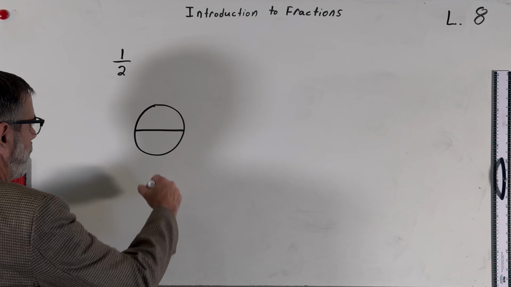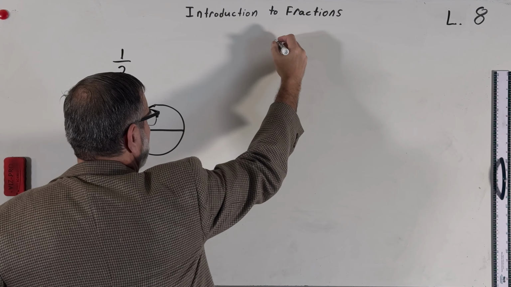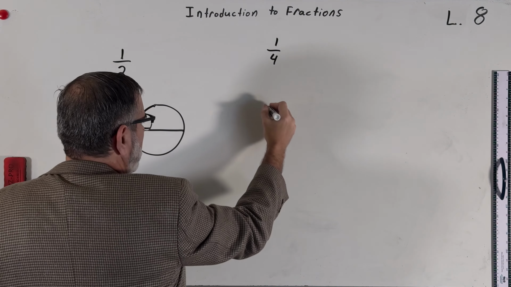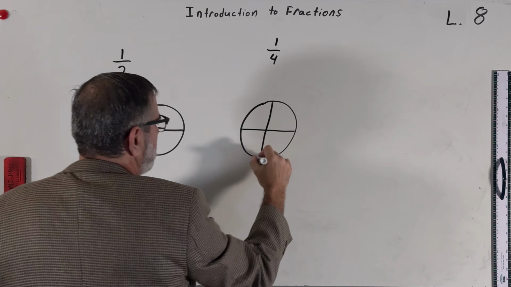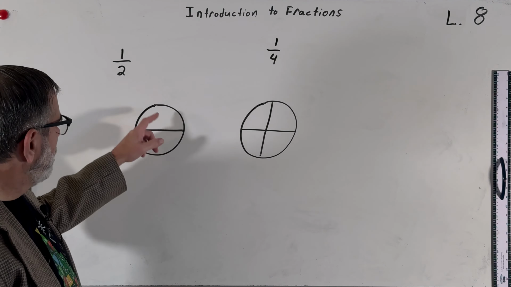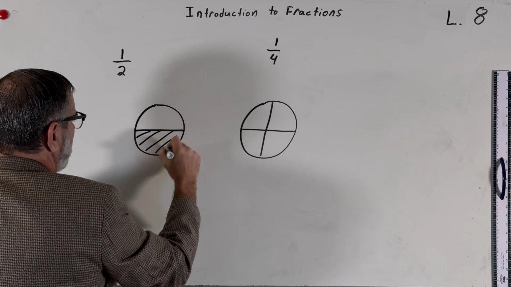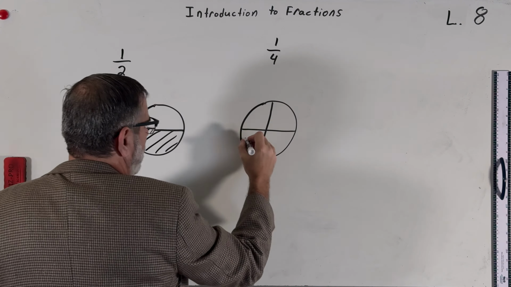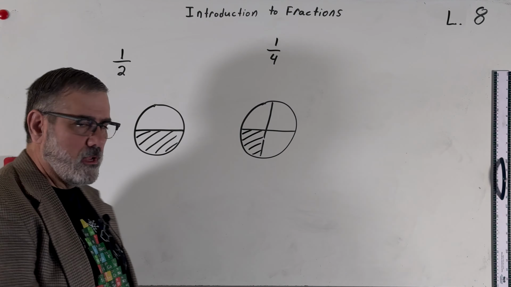I don't have to cut it into 2 slices, I could cut it into 4 slices. So let's consider 1 over 4 over here. So here I've got my pizza and I cut it into 4 equal size slices. That's important. The slices have to be equal size, okay? So 1/2 would be this, whereas 1/4 would be this.